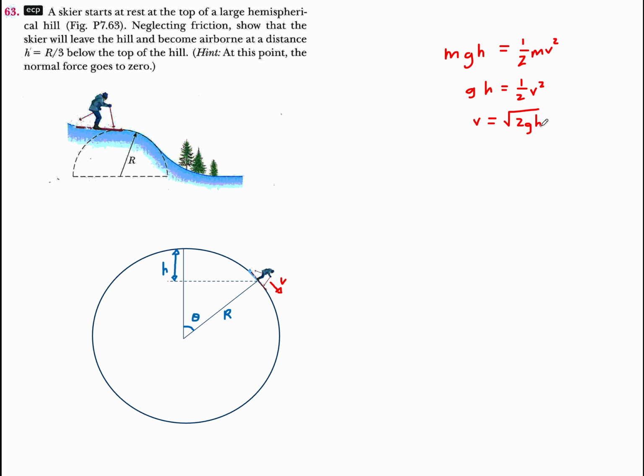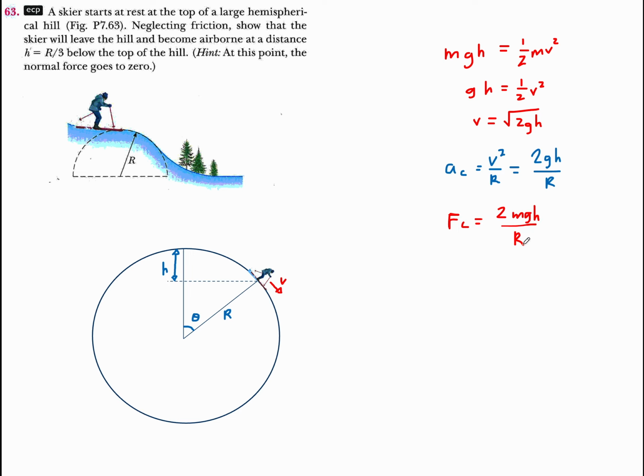Now we're really looking for centripetal acceleration at this point. We have radius and we have velocity, so I'd recommend that we solve it using v squared over r, which in this case is simply 2gh over r, just squaring the result we had before. And the centripetal force required, remember that's the net inward force, is just going to be that times the mass of the skier. So in this case, 2mgh over r.